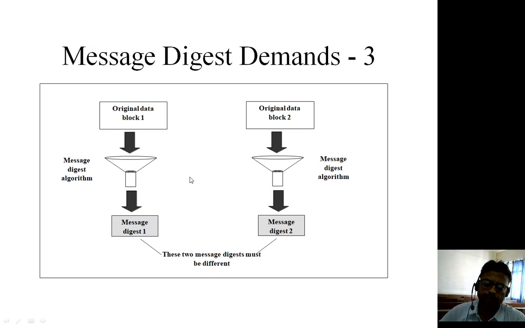And the third important requirement of the message digest algorithm is this: if we have one block of the message and another block of the message, and we apply the message digest algorithm on block number 1 and on block number 2, we get two message digests, and these two should not be the same, they should be different. Meaning, for different messages we should get different message digests. Two different messages should not have the same message digest. This is the third and the ultimate requirement.